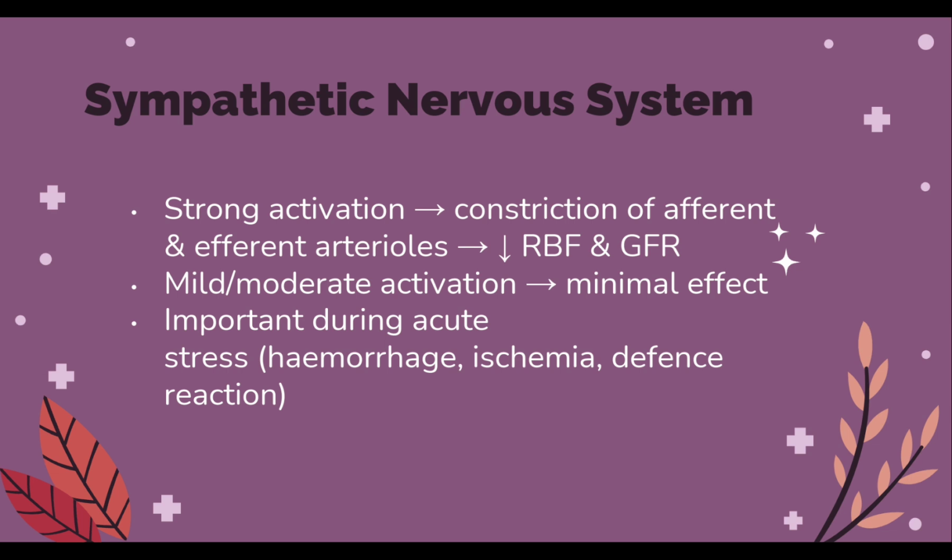So the sympathetic nervous system. Strong activation of the sympathetic nervous system can lead to constriction of afferent and efferent arterioles. So this leads to decreased renal blood flow and decreased GFR. And when there is mild to moderate activation of the sympathetic nervous system, there is minimal effect. This is important during acute stress like hemorrhage, ischemia, and defense reactions.